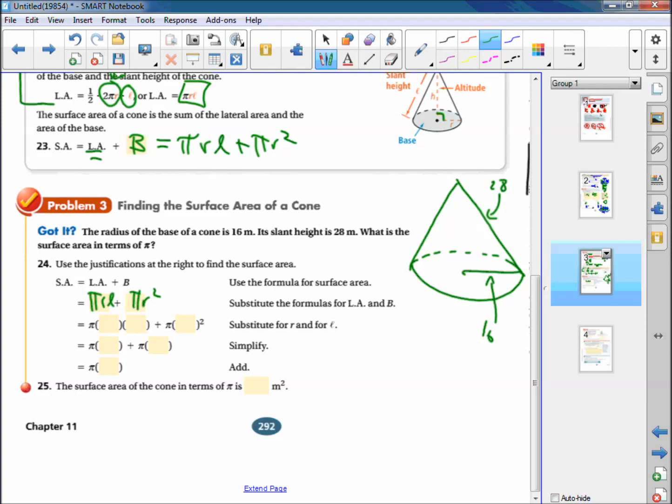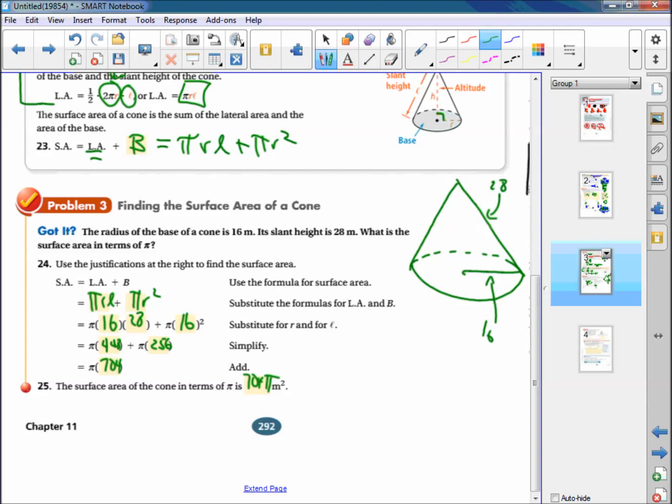So we're going to put r in as 16. That's our radius. And the slant height is 28. And then we'll put in our radius as 16 again. So pi times 16 times 28 will give us 448 pi. And this will make 256 when we square 16. If we add them together, we get 704 times pi. So the surface area of the cone is 704 pi meters squared.